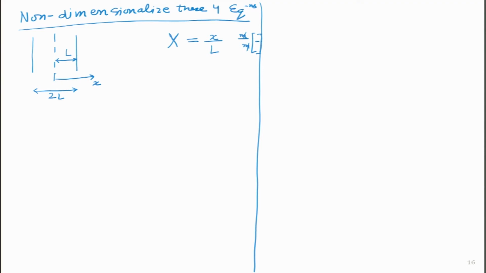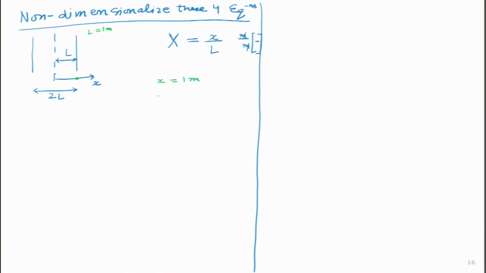Now how do I make sense of this particular thing? Let us assume the value of L was 1 meter. Okay. So if I am standing at this particular point originally, so if somebody had called me earlier that where were you, I could have told him that I am standing at x equals 1 meter. But if I want to communicate the same thing to that person in non-dimensionalized form, I will say I am at capital X equals this divided by this. I will say I am at capital X equals 1. That's it. I won't tell him any units.